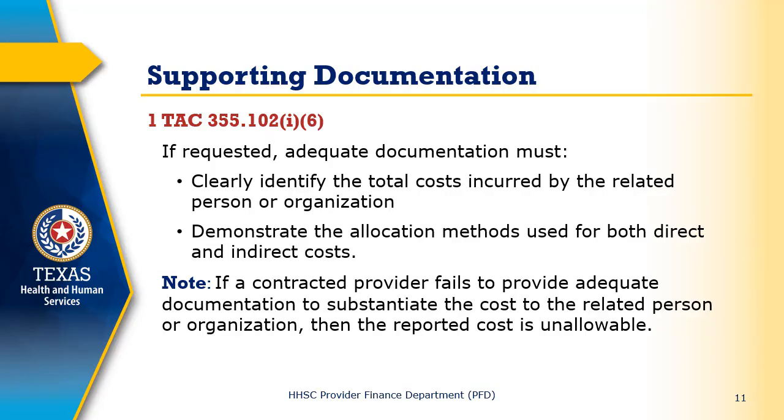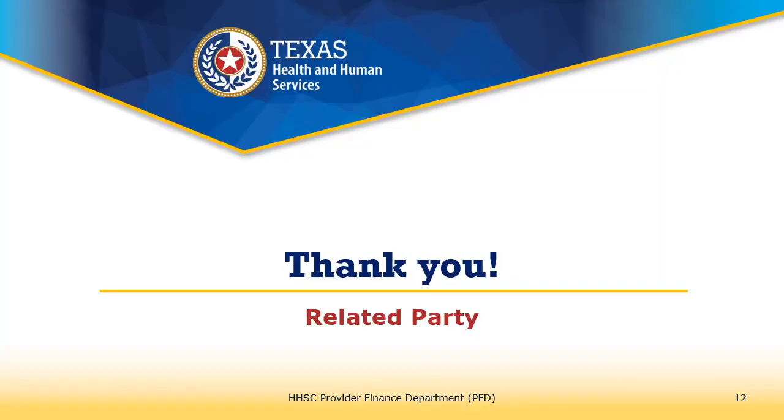The provider needs to provide adequate documentation upon request to support any costs attributed to related parties. This documentation must clearly identify the total costs incurred by the related person or organization and demonstrate the allocation methods used for both direct and indirect costs. It is essential to note that if a contracted provider fails to provide adequate documentation to substantiate the cost to the related person or organization, the reported cost is deemed unallowable. For further guidelines regarding adequate documentation, refer to Section 355.105(b)(2) of this title relating to general reporting and documentation requirements, methods, and procedures.